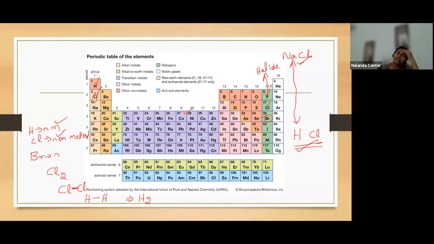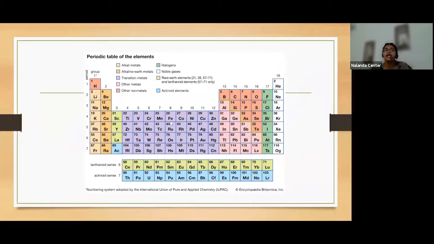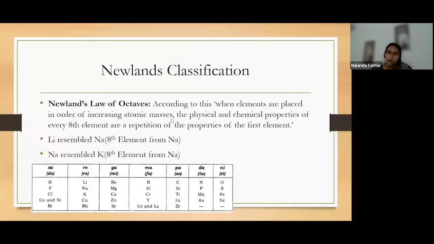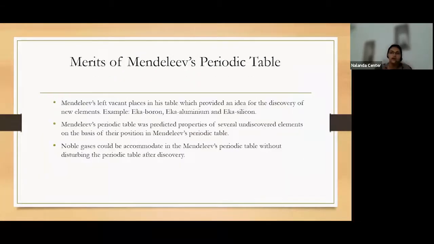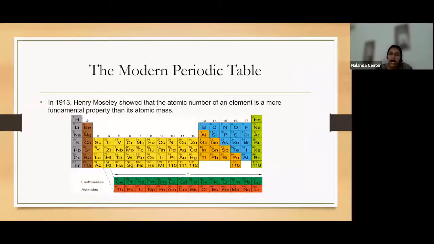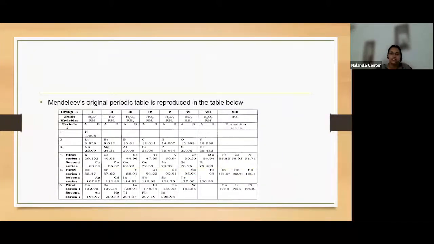Mendeleev thought, I am not able to fix the position for hydrogen. So hydrogen was kind of left out. He did not give a proper position for hydrogen. There was a lot of conflict as far as hydrogen's position was concerned.